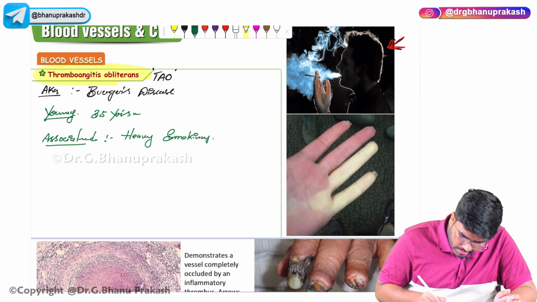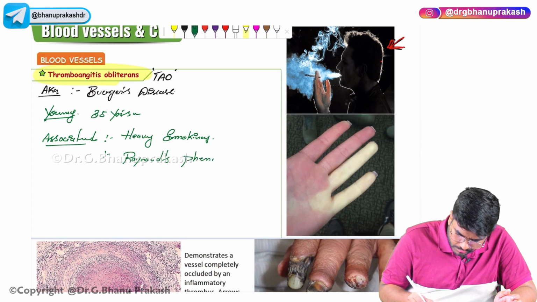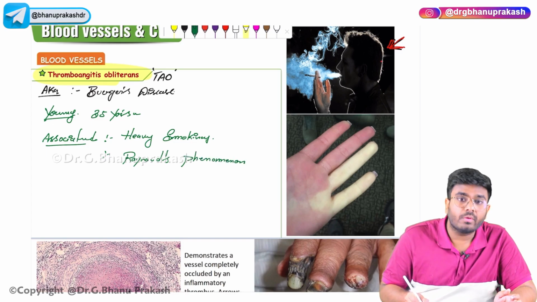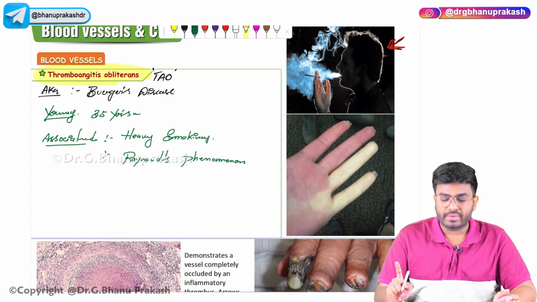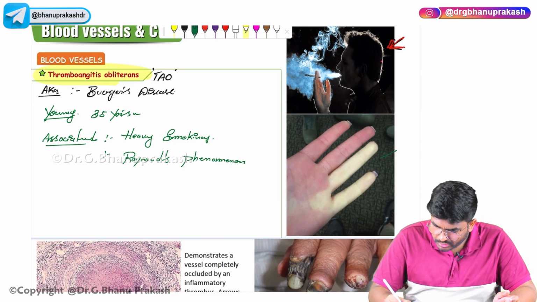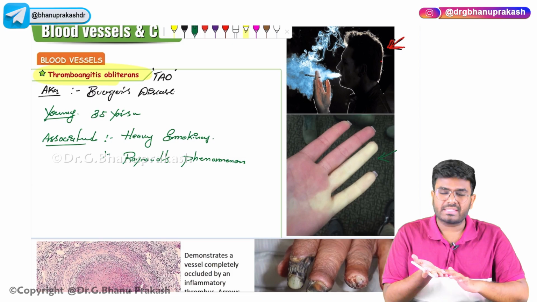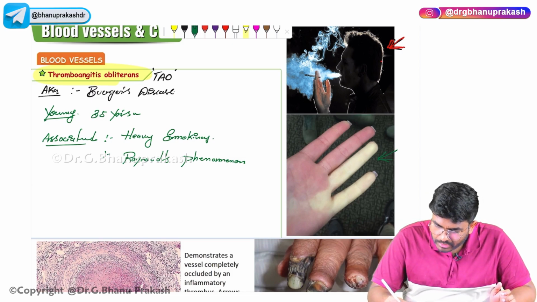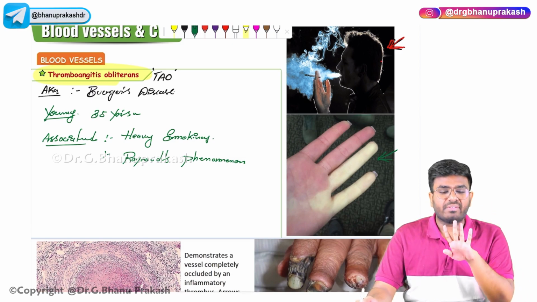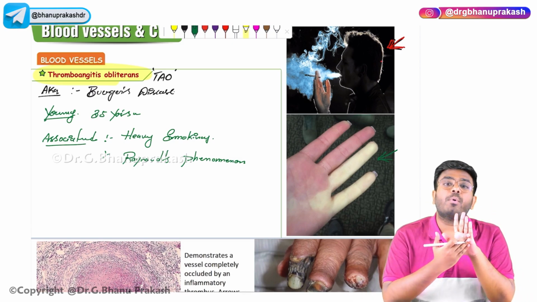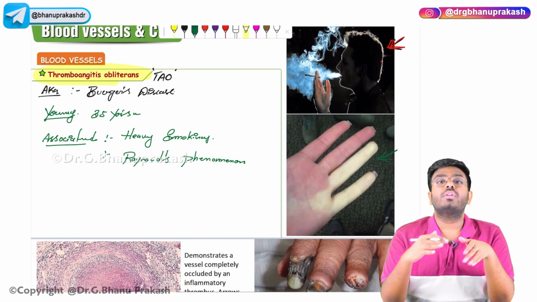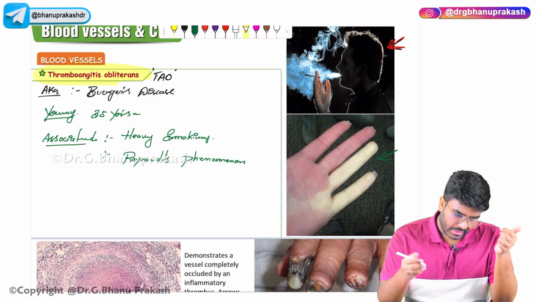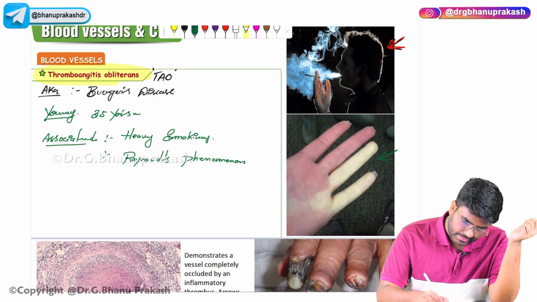It is also associated with a phenomenon called Raynaud's phenomenon. So you can clearly see what Raynaud's phenomenon is. It is the blanching of the skin because of vasoconstriction. So if heavy smokers have Raynaud's phenomenon, yes, there is a possibility that these fellows are developing Thromboangiitis obliterans.